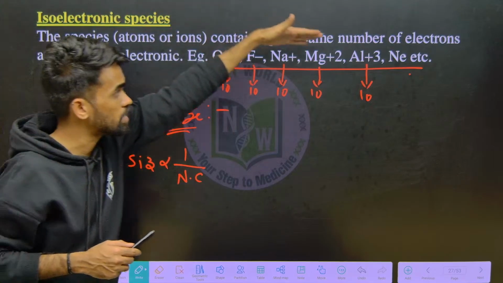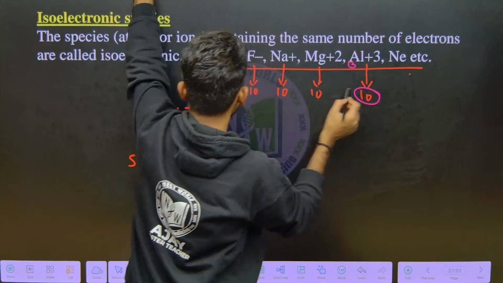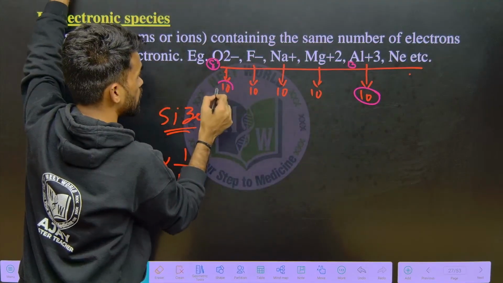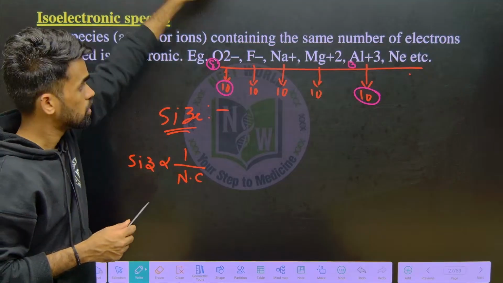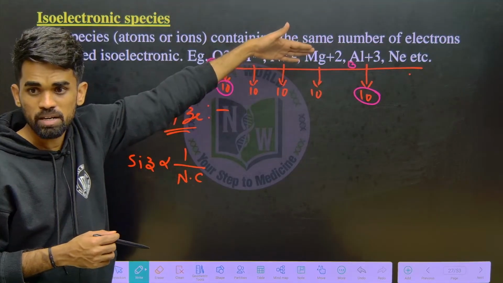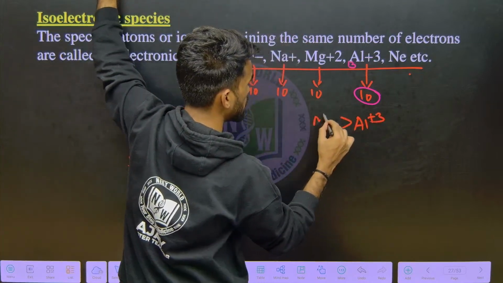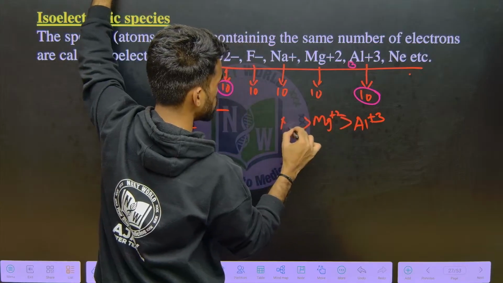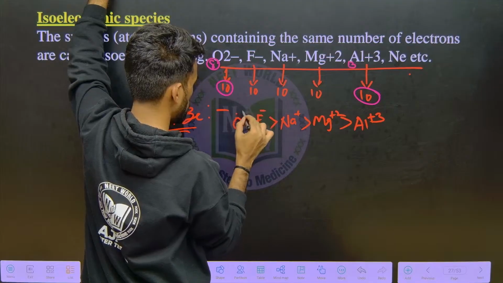More positive charge is here. Its atomic number is 13, having only 10 electrons. Its atomic number is 8, but having 10. So where do we have more positive charge? Aluminium, na? So smaller size will be for aluminium. So I can write aluminium is smaller, then magnesium, then sodium, F minus, O2 minus.